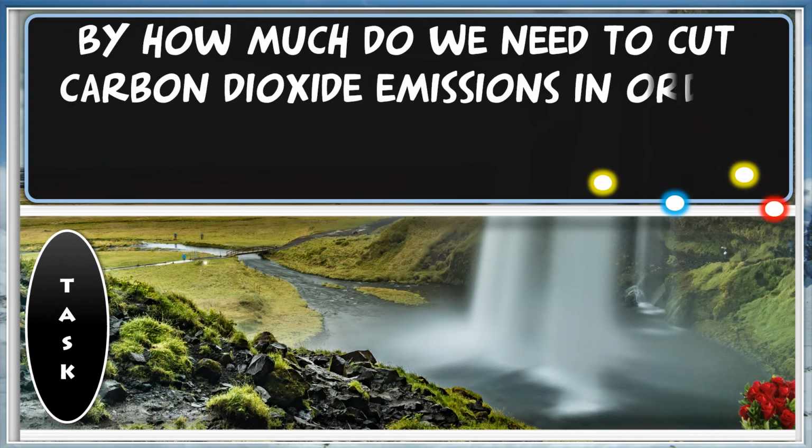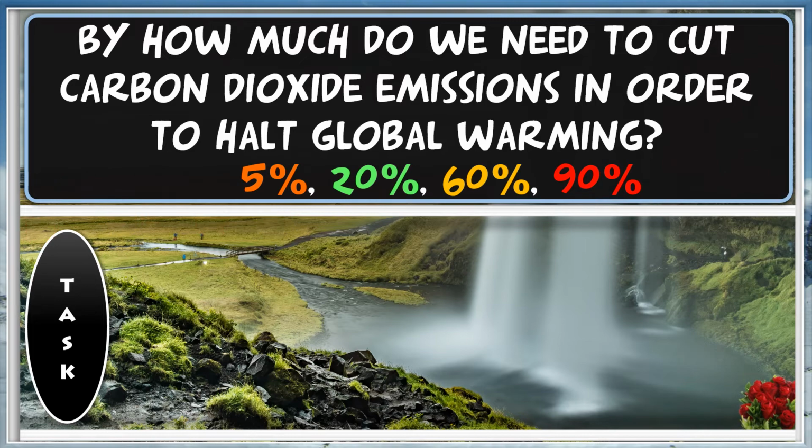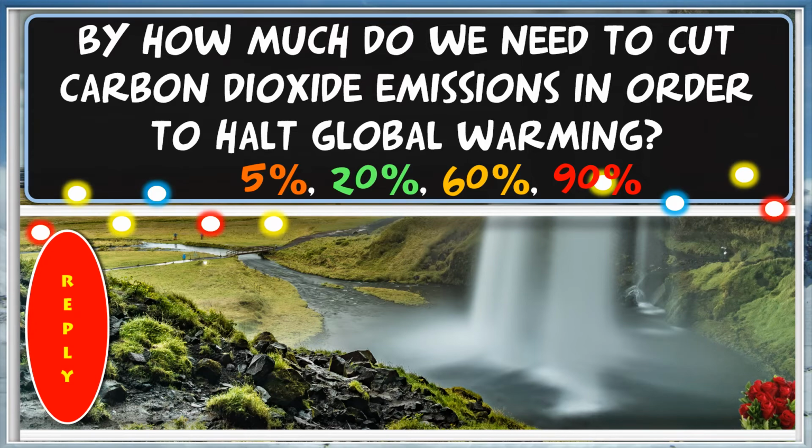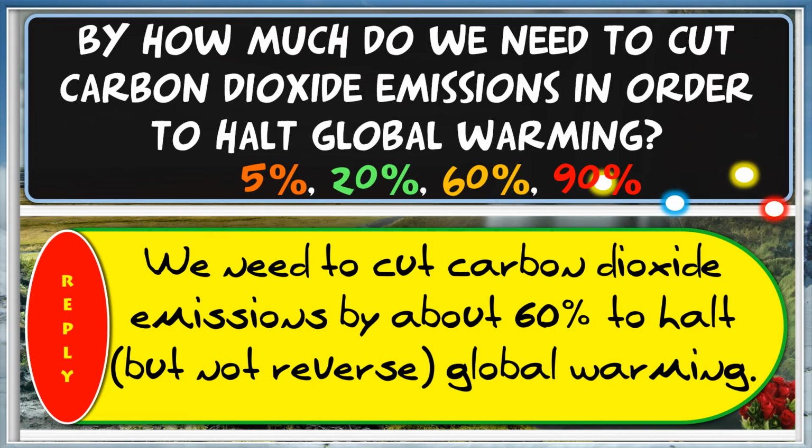By how much do we need to cut carbon dioxide emission in order to halt global warming? 5%, 20%, 60%, 90%. We need to cut carbon dioxide emission by about 60% to halt, but not reverse, global warming.